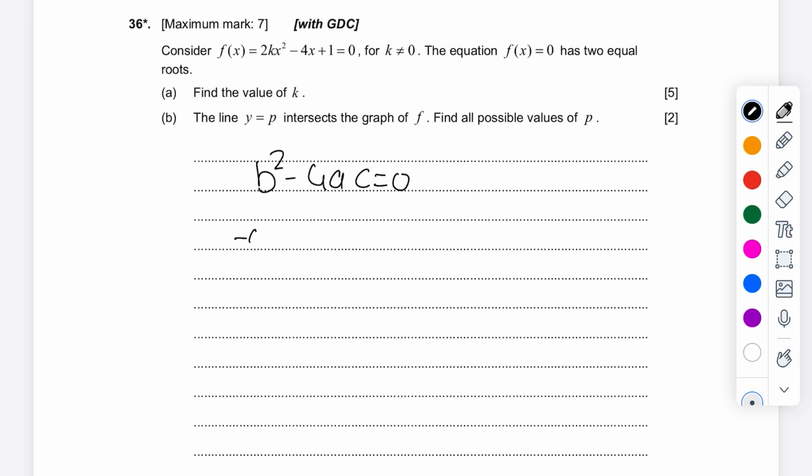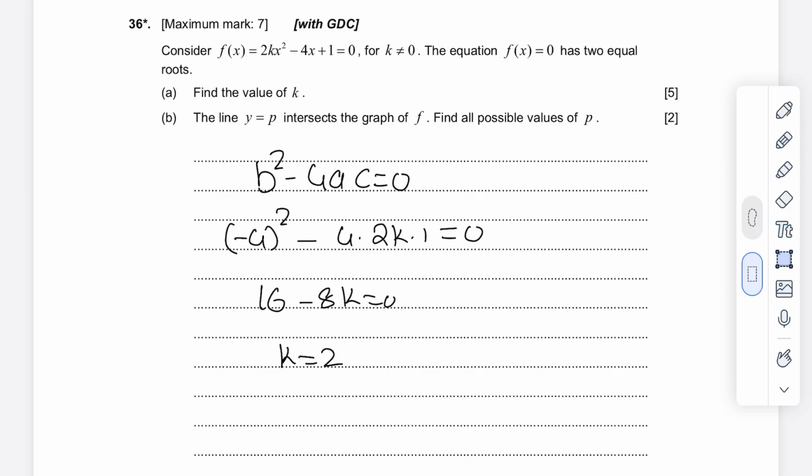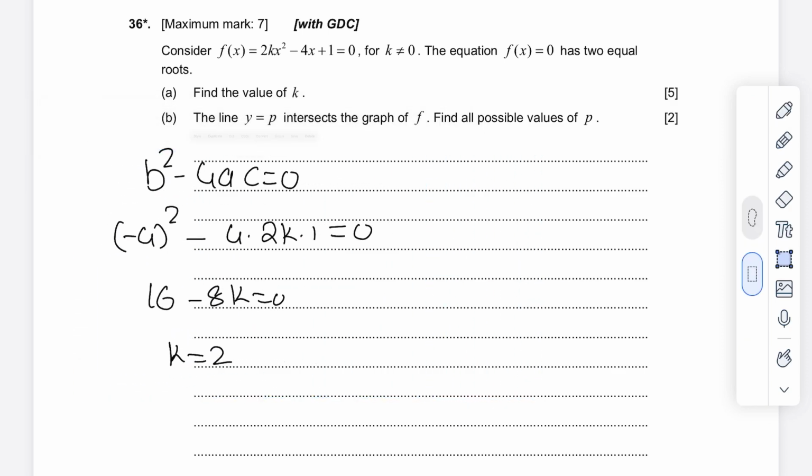So what is b? Negative 4 whole square minus 4 times 2k times 1 equals to 0. 16 minus 8k equals to 0. So k equals to 2. What is the value of k? K equals to 2. Now what is he asking?